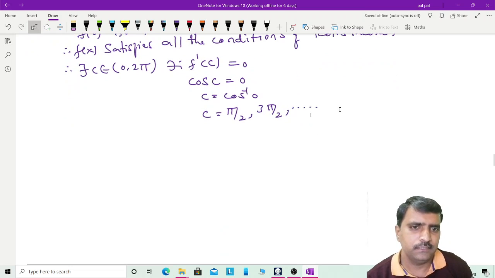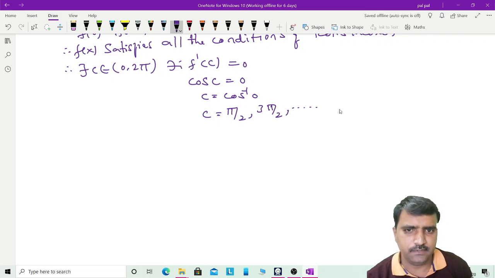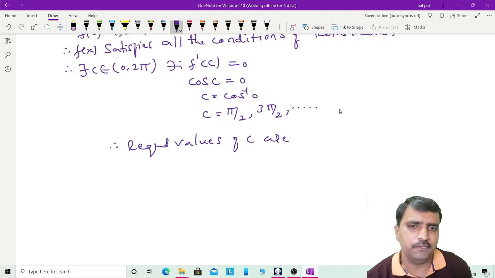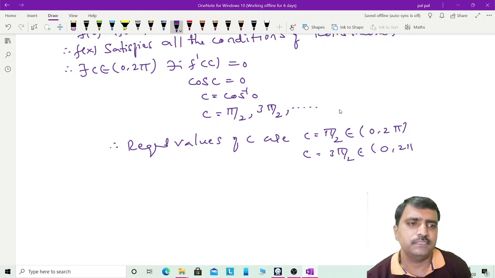So these two are the values. Therefore the required values of c are, c is equal to pi by 2, that belongs to 0 to 2 pi, and c is equal to 3 pi by 2, that belongs to 0 to 2 pi.